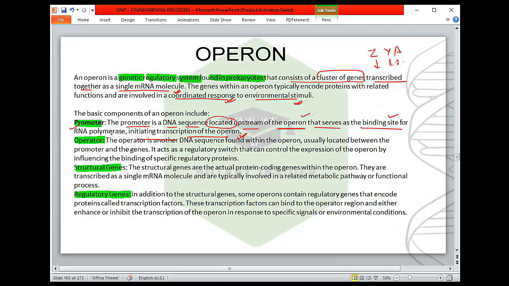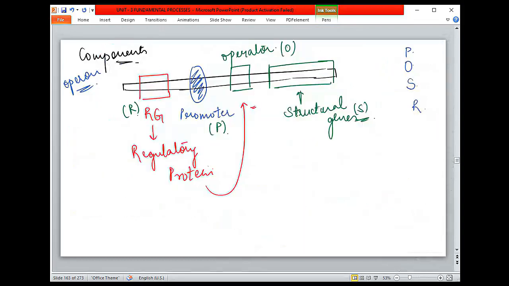Now you have the operator. The operator is another DNA sequence found within the operon, usually located between the promoter and the genes. Look into the diagram: the operator is between the promoter and the genes.